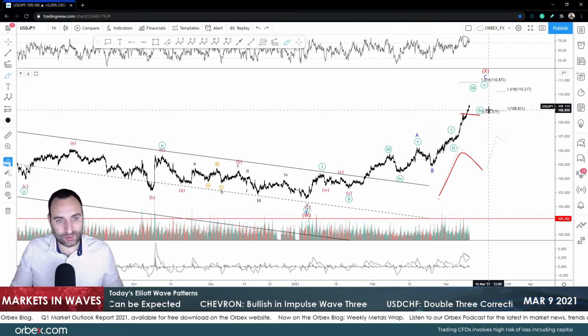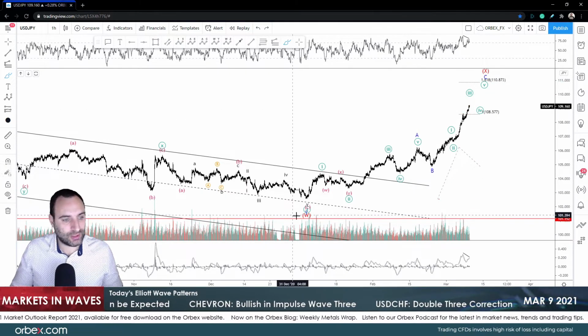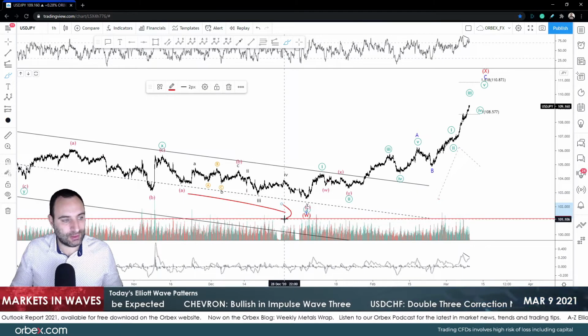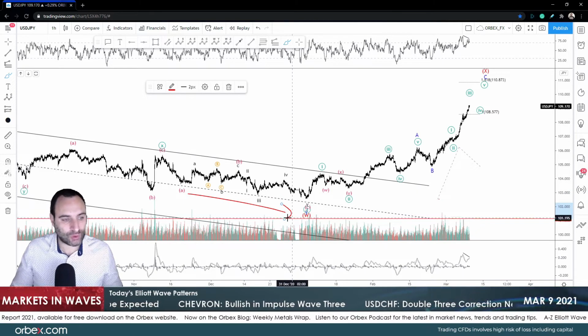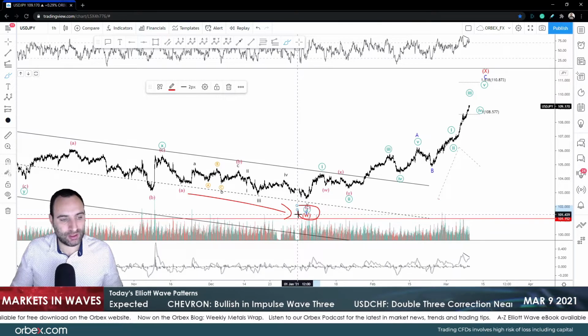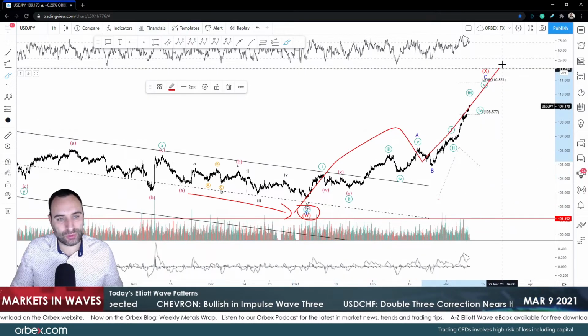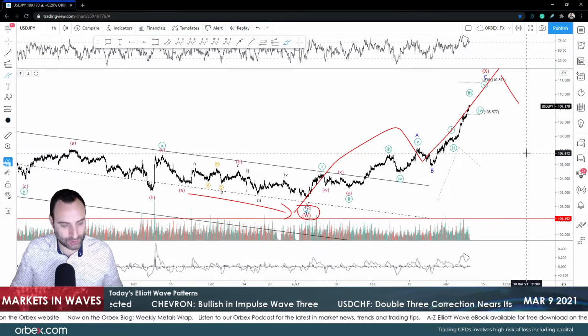The other scenario, of course, is that, as with dollar and Swiss franc, we ended that down here. This is a completely different count. It's not a W. It's the end of the bearish move, and this is going to be like 1, 2, and we extend up in impulse wave 3 as we speak.